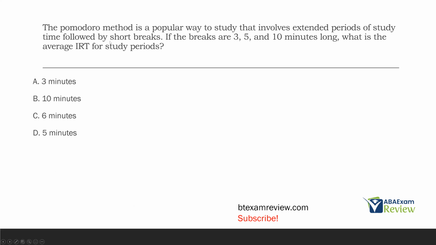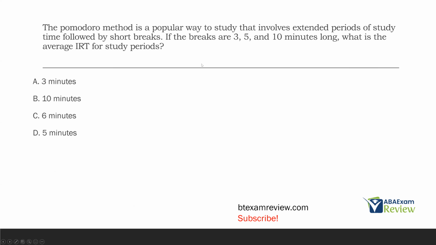We know we're looking at breaks in between study time. So time in between studying is our inter-response time, right? Because studying is a response, time in between. So first inter-response time is 3 minutes. Second inter-response time is 5 minutes. Third inter-response time is 10 minutes. So in between the first set of studying is 3, then 5, then 10. So those are our inter-response times.